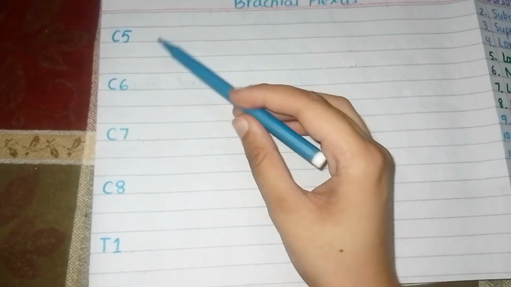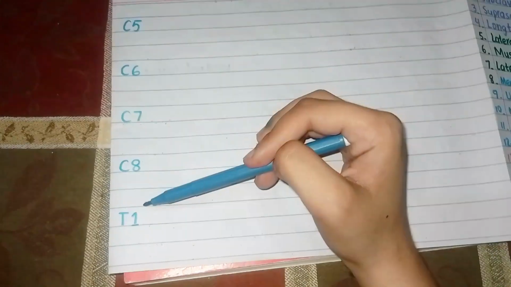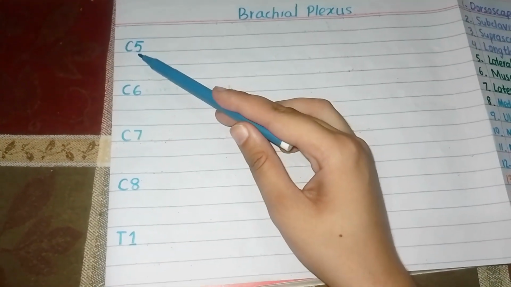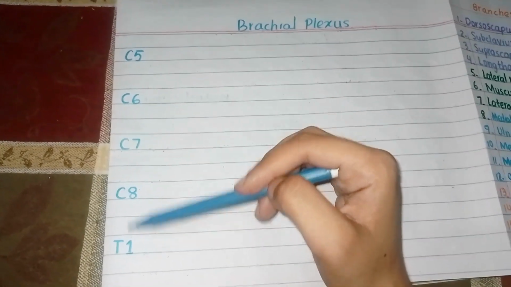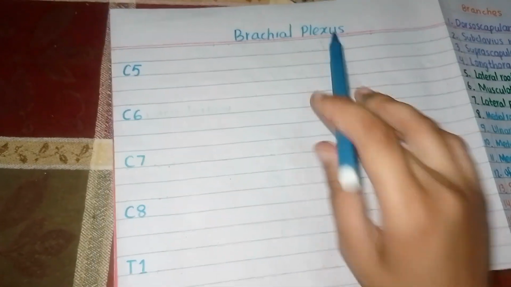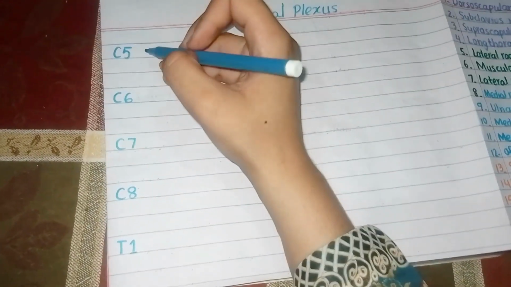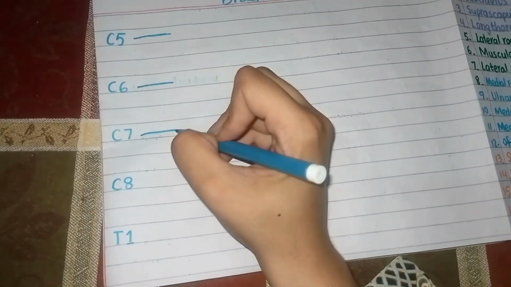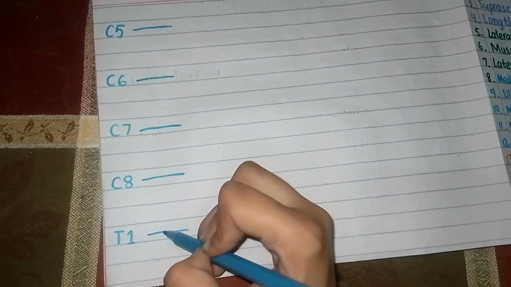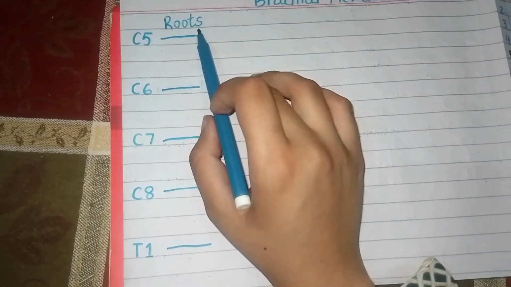So, the brachial plexus is a network of nerves. These nerves arise from the four cervical spinal nerves and one thoracic nerve: cervical 5, cervical 6, cervical 7, cervical 8 and thoracic 1. These are spinal nerves. When these five nerves arise, these are the roots of the brachial plexus.